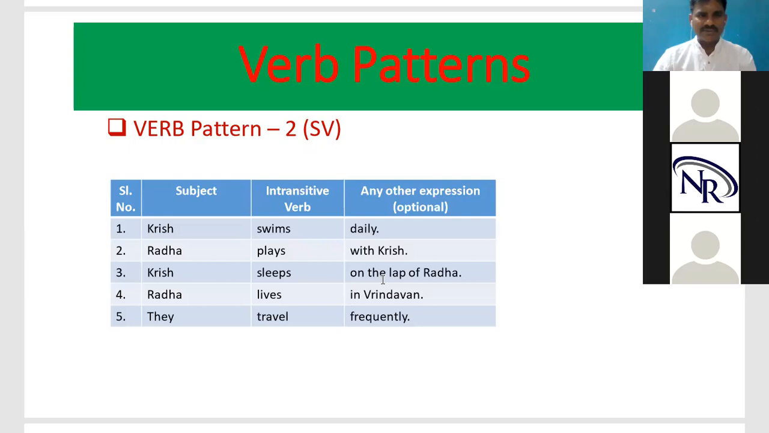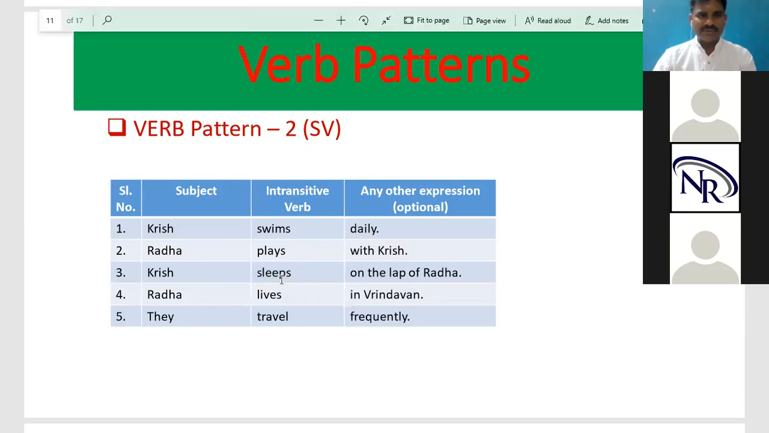Radha plays with Krish. Here it is intransitive. Radha plays badminton with Krish. Plays what here? Badminton. Transitive. The same word, based on the context, sometimes is transitive, sometimes intransitive. Like Krish sleeps on the lap of Radha. Krish sleeps. It is intransitive. Sleeps what? No answer.